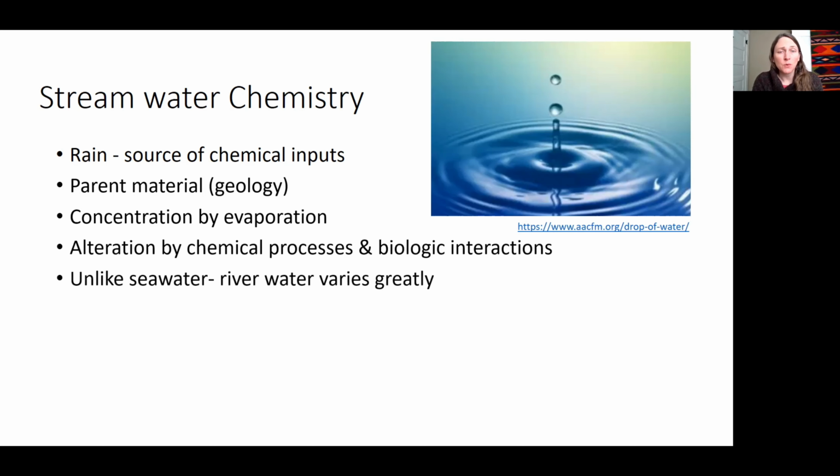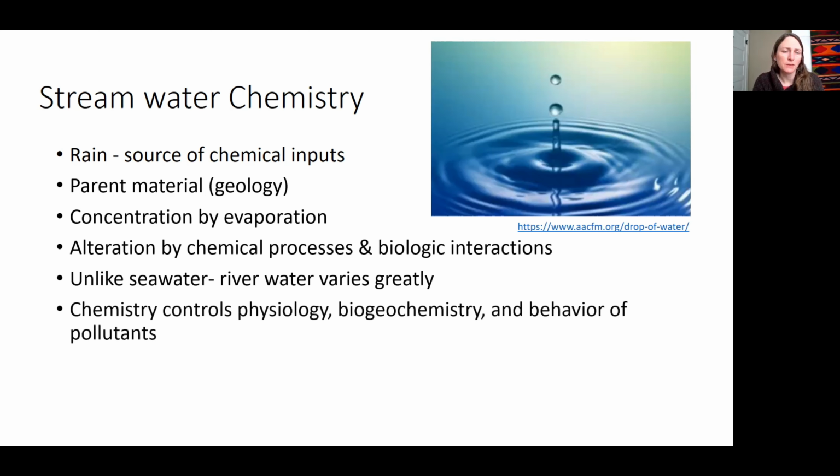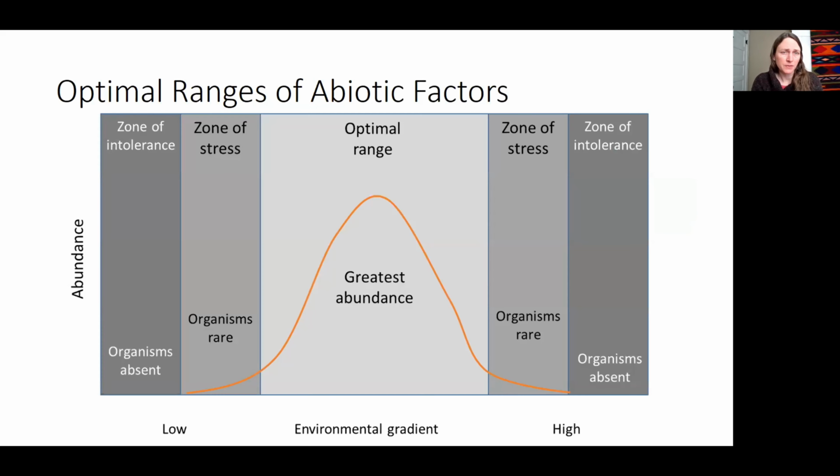And unlike seawater, river water varies greatly. In the ocean, there is variation in seawater chemistry, but it's a lot less variable than river water chemistry. There are chemical controls on things like physiology, biogeochemistry, and how pollutants behave.